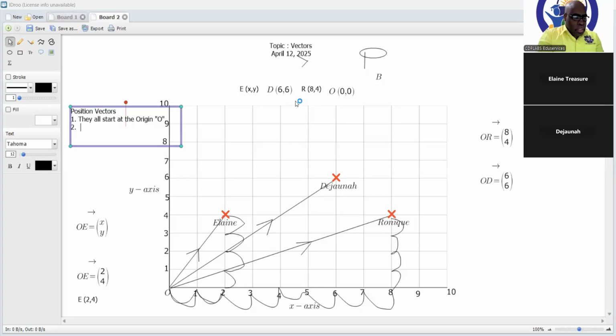The points can be rewritten in the form of a column vector to describe the vector.